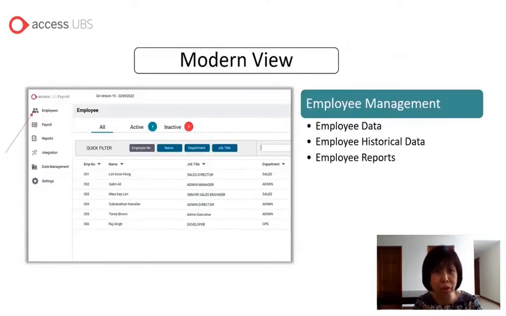UBS Payroll Modern View has been simplified to have 6 side menus. The first one is called Employee. This is where you manage your employees, adding new employees or making changes to existing data, such as adding an increment or putting in a resignation date.